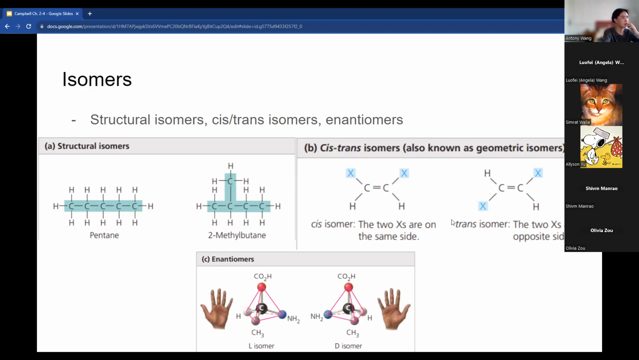Finally, enantiomers. These are molecules that are structurally identical. They have the same atoms, but they're kind of mirror images. So if you take your hands, both hands have 5 fingers, a thumb and 4 fingers, but they're not the same. You can't superimpose them on each other. But if you put them on a mirror plane, they would look identical.